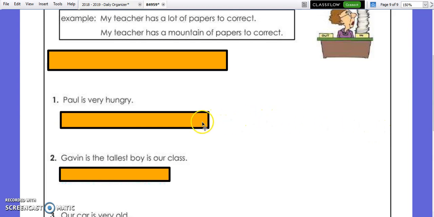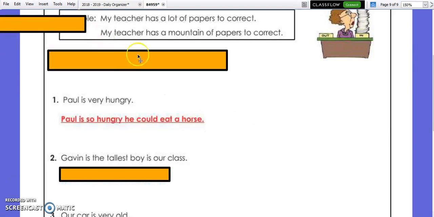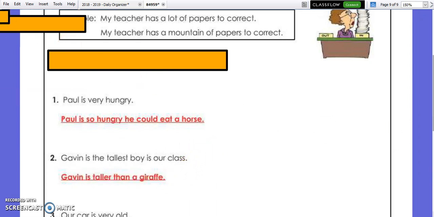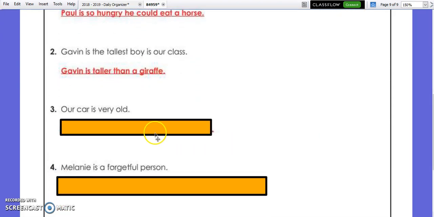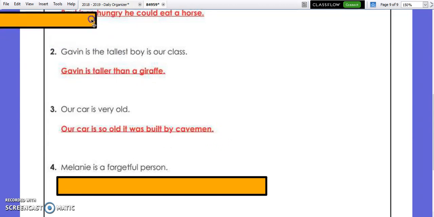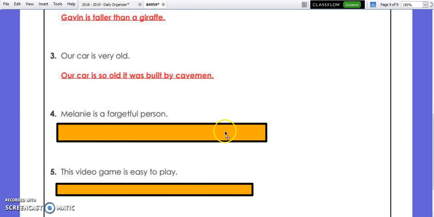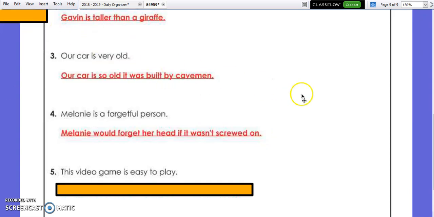Number 1, Paul is very hungry. Paul is so hungry he could eat a horse. Definitely a hyperbole sentence. 2. Gavin is the tallest boy in our class. Gavin is taller than a giraffe. Definitely figurative language. 3. Our car is very old. Hyperbole would be, our car is so old it was built by a caveman. Number 4. Milena is a forgetful person. Milena would forget her head if it was not attached or screwed to her body.